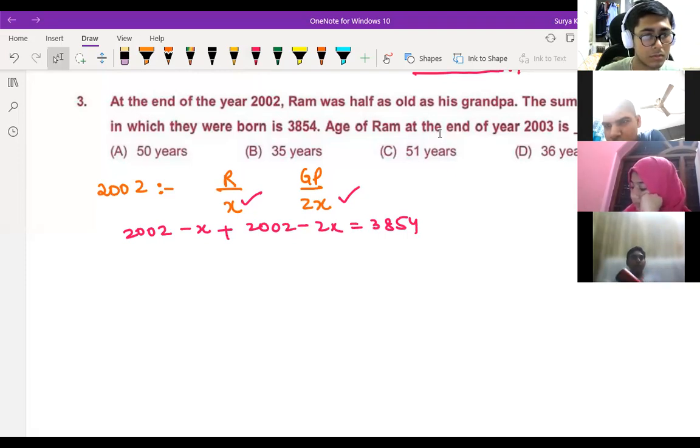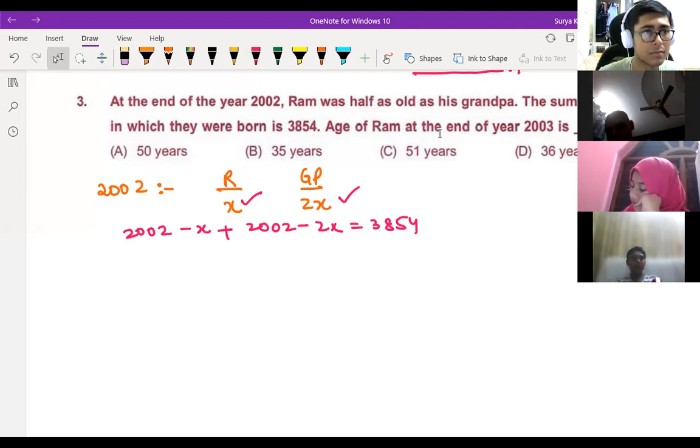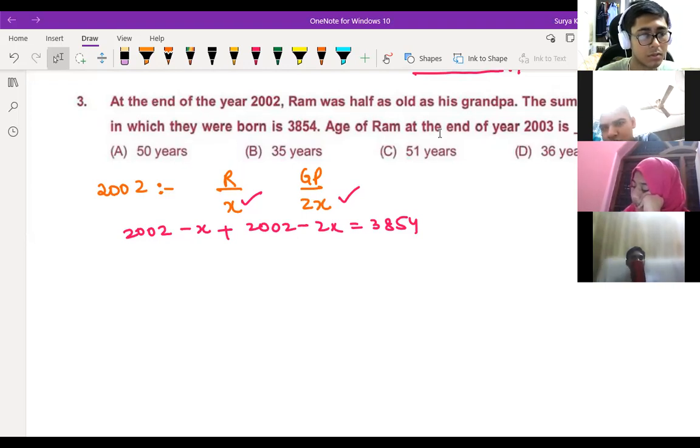Why are we adding both of these? Sir, because the sum of the years is 3854. Why are you subtracting this X? That is correct, I'm not saying this is wrong. But how you're doing this, I'm asking the trick.